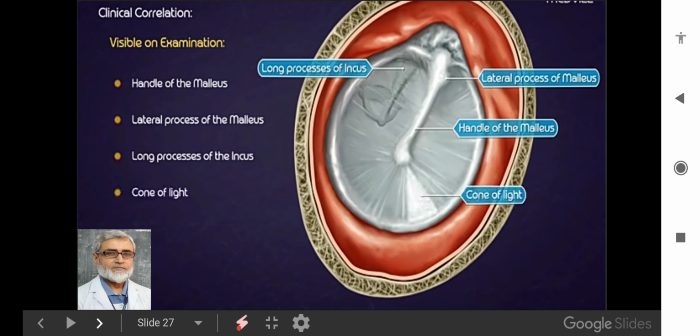And we will observe these parts. Visible on the examination will be the handle of malleus. See here, we observe the handle of malleus and the lateral process of malleus, and the long process of incus you can see here. This front area is the long process of incus, and you can see here the cone of light. Just before this I mentioned the cone of light. This is the area of illumination, the cone of light.